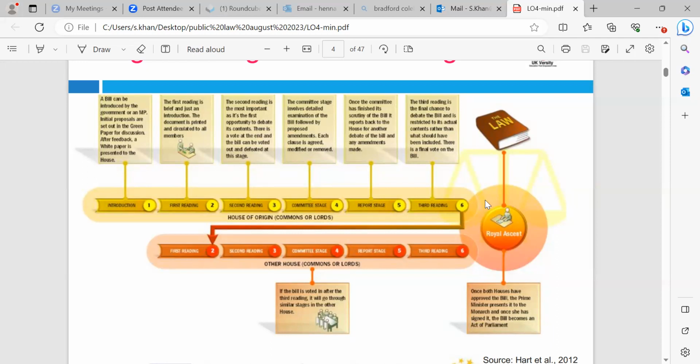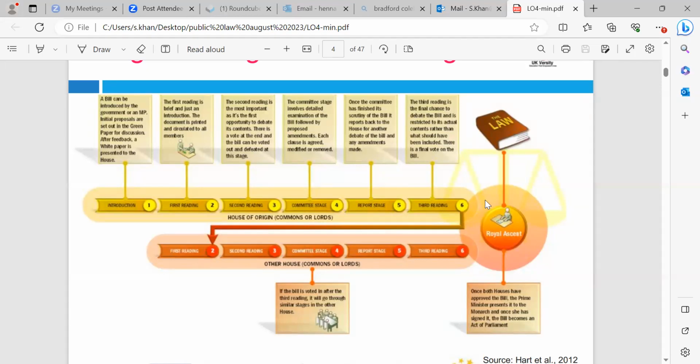Then they have a second reading, and the second reading is the most important, as it's the first opportunity to debate if there are any amendments to be made. Here is where they vote at the end on whether the bill can be defeated or not, whether they accept it or not. Then the committee stage involves detailed examination of the bill, followed by the proposed amendments. Each clause is agreed, modified or removed. So if there are any changes that need to be made, this is done at the committee stage.